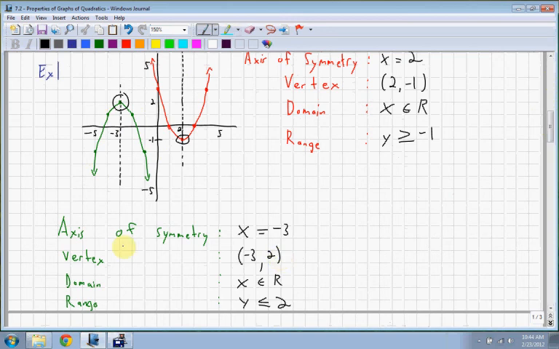So I've shown you how to find the axis of symmetry, just cutting the graph in half and seeing where that axis lies. The vertex is where that point is, where the graph starts. And the domain is always all real numbers, and the range is either bigger than or less than, depending on if you have a minimum point or a maximum point.